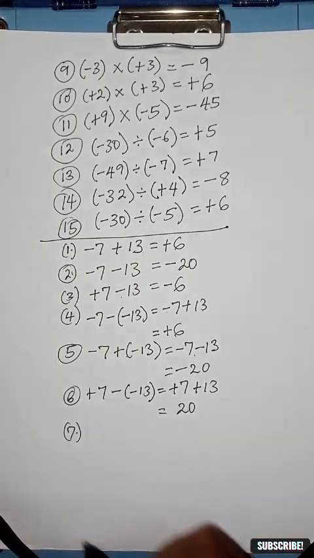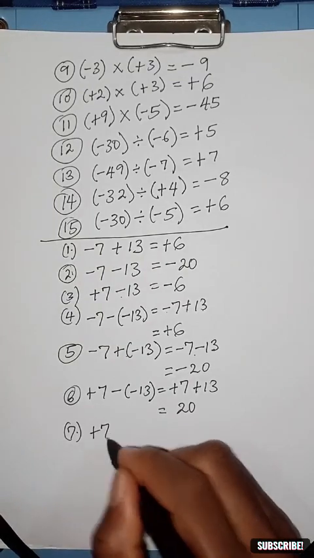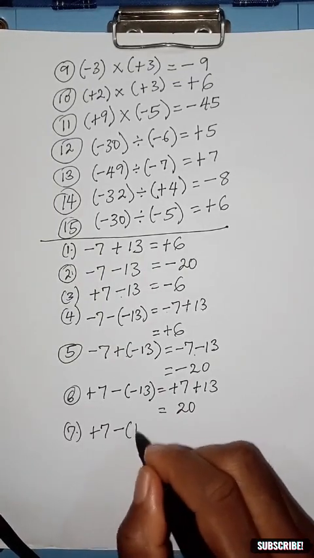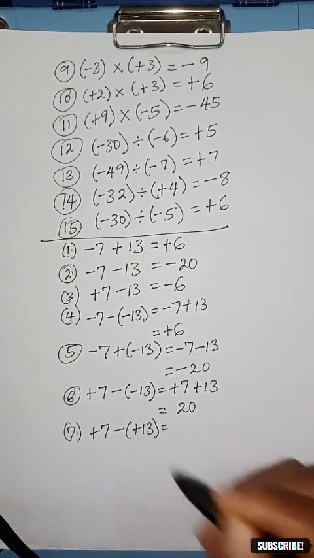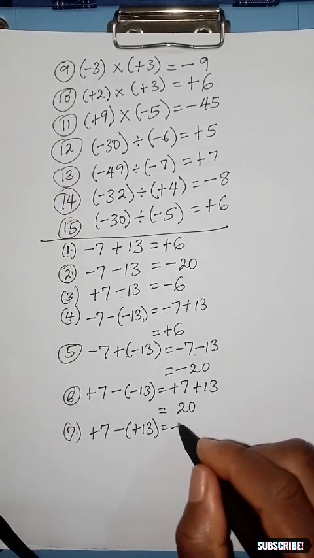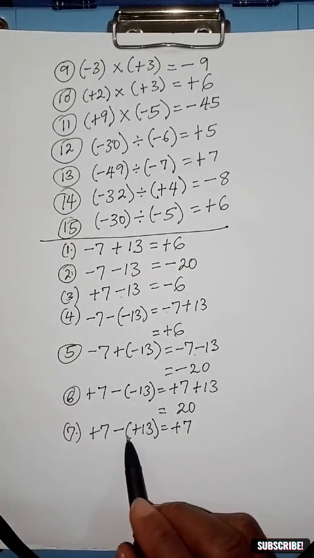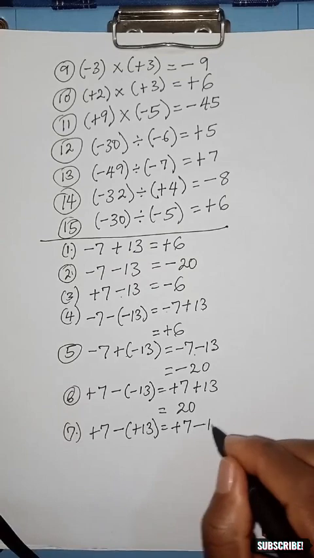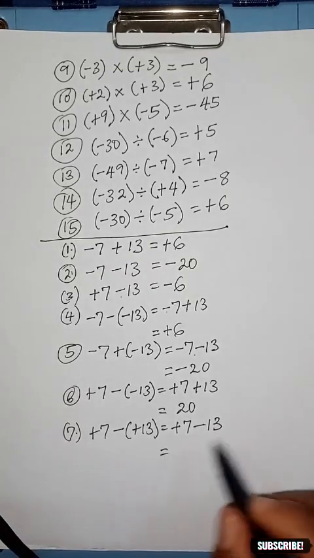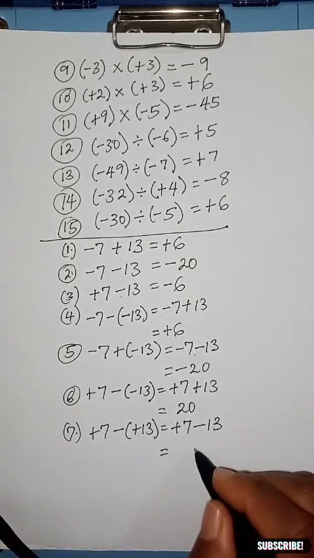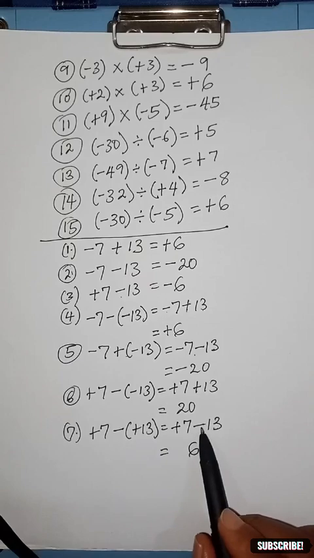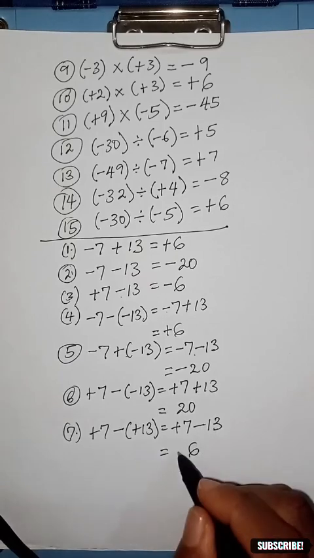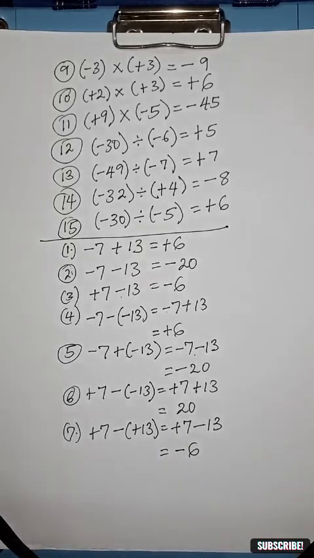Number 7, I have plus 7 minus plus 13. This is plus 7. Minus times plus is minus 13. So this is the same as 13 minus 7, 6. Choose the sign of the bigger number, and so it becomes minus 6.